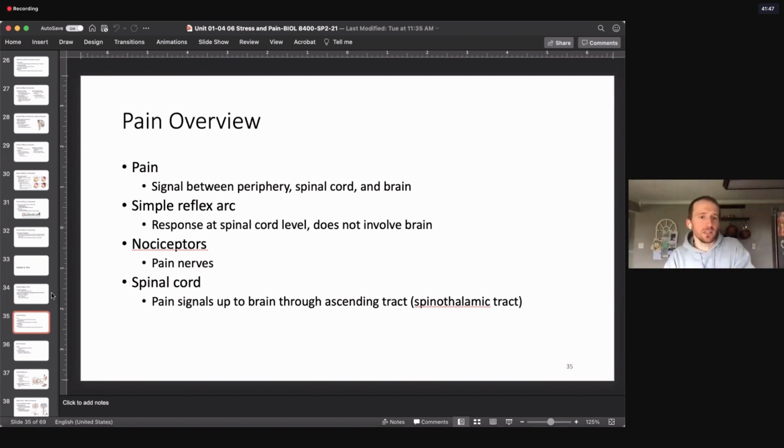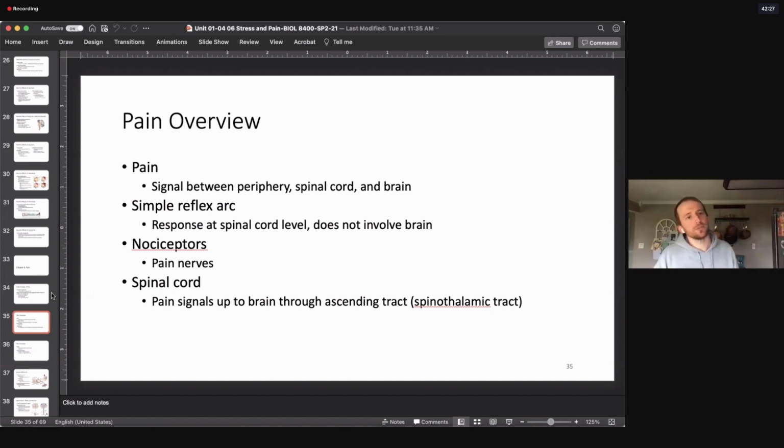Pain is essentially a signal between the peripheral system that moves through the spinal cord and moves through the brain. There are simple reflex arcs for pain, and this is best illustrated with the hot stove reflex. If you put your hand on a hot stove, your body will pull it away before your brain has had time to know, oh crap, the hand was on something hot. And so a reflex arc is something that short circuits. It moves through the spinal cord, but does not ascend to the brain yet, right? It will, but it doesn't right away.